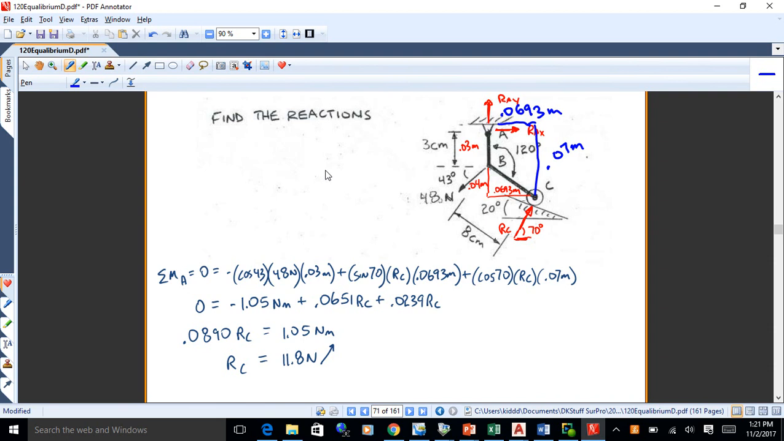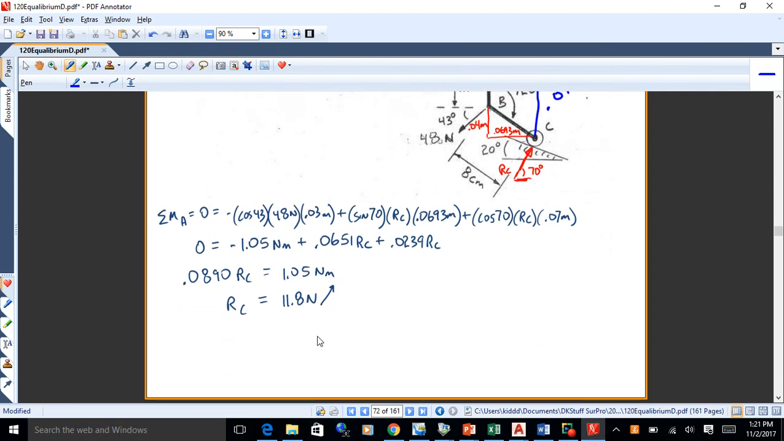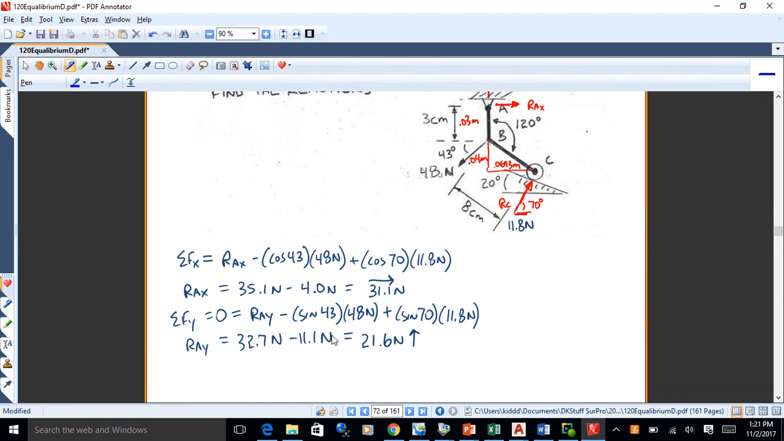So now I got RC, so now the next thing I do is I use two simpler equations to solve for RAX and RAY. Sum of FX and sum of FY. Moment equations I'm more apt to make errors on, so I just do force equations for the last two. It's just easier, okay? We good on that? Any questions? So sum of FX, sum of FY, and then I'm done. Okay.